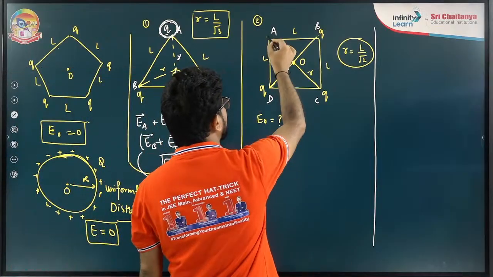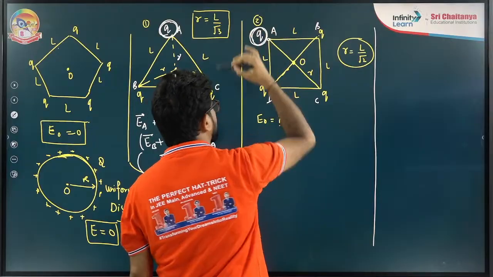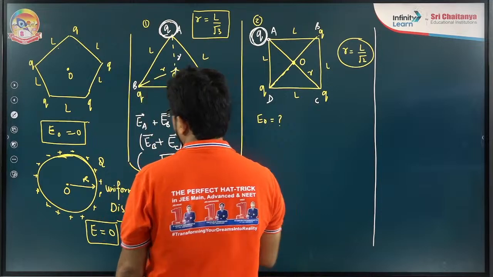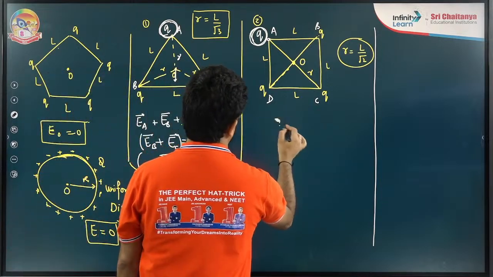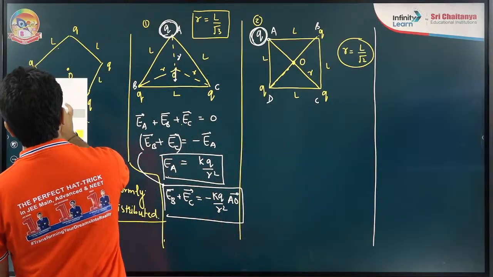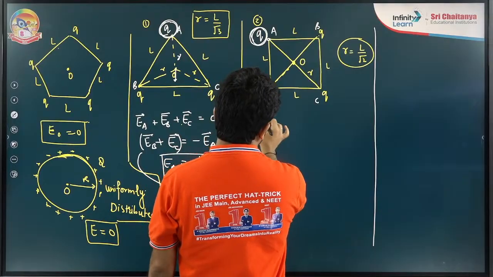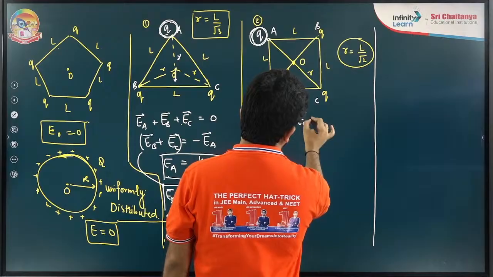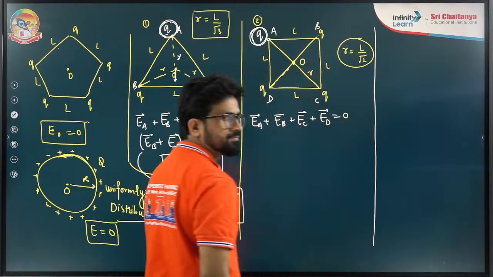Similarly here also. This charge is not present at A. You are assuming this charge from your side. It is not given. That means what is the answer now? Again you will do the same thing here, beta. What you will say? Field due to A plus field due to B plus field due to C plus field due to D is equal to 0.